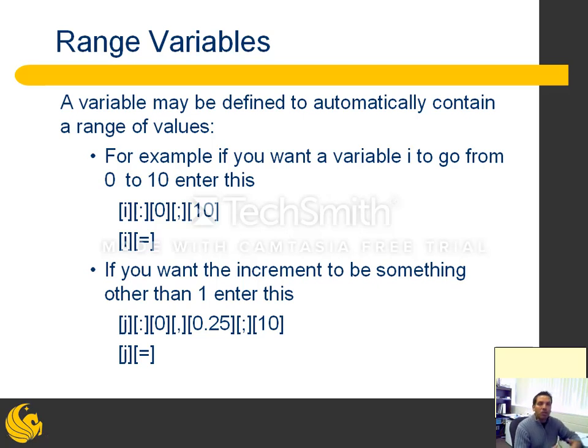Say I wanted to define another variable that is not necessarily in increments of 1. It goes from 0 to 10 but in increments of 0.25. I define J as 0, 0.25, semicolon, 10, and then when I display J, I get all those quantities between 0 and 10 in intervals of 0.25. Those are 41 quantities. Okay?